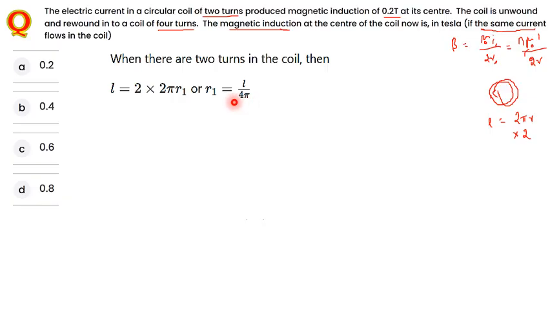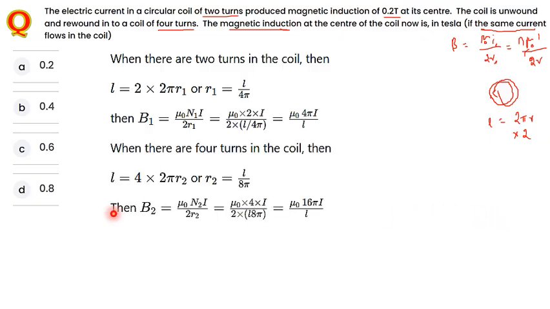Now this is unwound and rewound for 4 turns. So now you substitute the value: B1 is equal to mu naught, number of turns here is 2, I divided by 2 r1. Substitute all the values, and instead of r you substitute this value. Now find out B1. This value will be equal to 0.2 Tesla. Next, this will become 4 turns, and r2 is equal to, now substitute the value here. This is B1 and this is B2. Find out the ratio of B1 and B2, and already you know B1 is 0.2 Tesla.